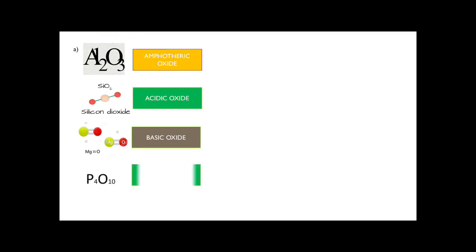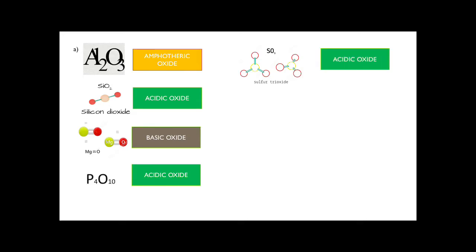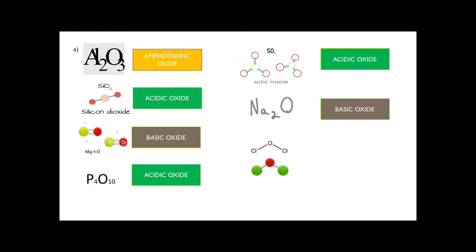Phosphorus pentoxide is an acidic oxide because phosphorus is a non-metal that reacts with oxygen. Sulfur trioxide is an acidic oxide because sulfur is a non-metal that reacts with oxygen. Sodium oxide is a basic oxide because sodium is a metal that reacts with oxygen. And lastly, dichlorine monoxide is an acidic oxide because chlorine is a non-metal that reacts with oxygen.